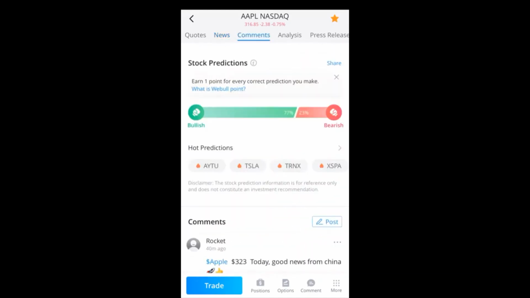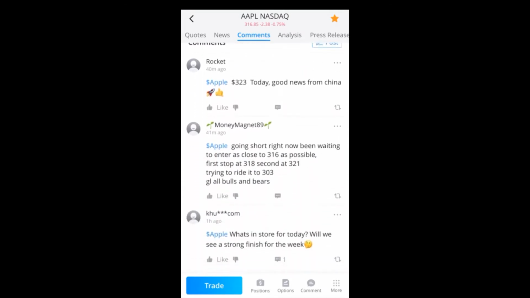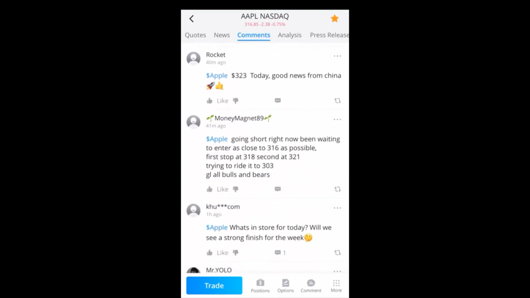You can also view comments. And so these are comments from people who are using the Webull app. You can see whether people on Webull are bullish or bearish about an individual stock. And you can see individual comments that people have made within Webull. So Webull is also kind of a social app as well.